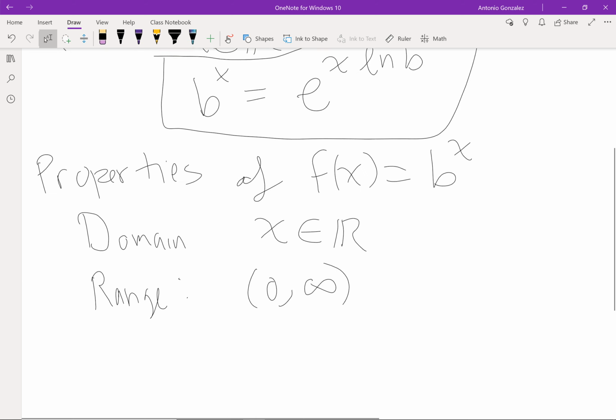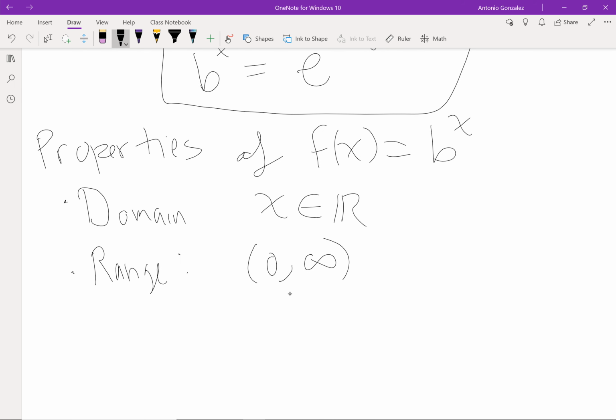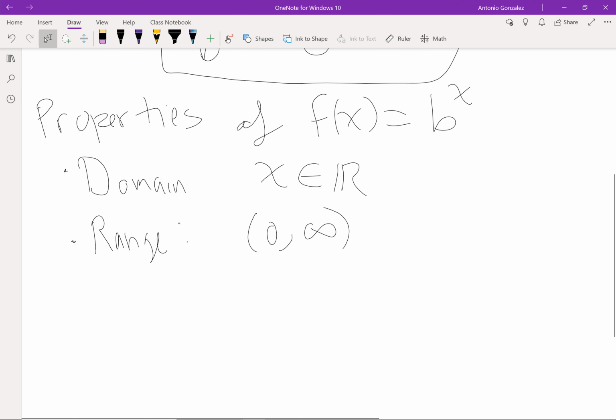Okay, and a couple of points on this graph here. We say b to the 0 is the same as e to the 0 times ln of b, and that is equal to 1. In other words, f of 0 is 1.